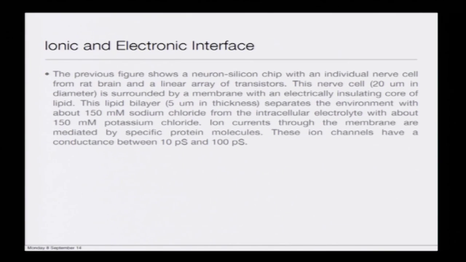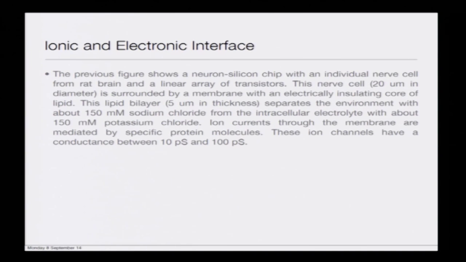Okay. Ionic and electronic interface, we have little bit talked about it here. Just recap, the previous figure shows a neuron silicon chip, the figure just now I showed you. So, it is basically showing an individual nerve cell from the rat brain and a linear array of transistors. Okay. This nerve cell, which is 20 micron in diameter, is surrounded by a membrane with an electrically insulating core of lipid, as you know that there is a lipid bilayer around the neuron. The lipid bilayer, 5 nanometer in thickness, separates the environment with about 150 millimolar sodium chloride, which is the extracellular solvent, from the intracellular electrolyte with about 150 millimolar of potassium chloride.